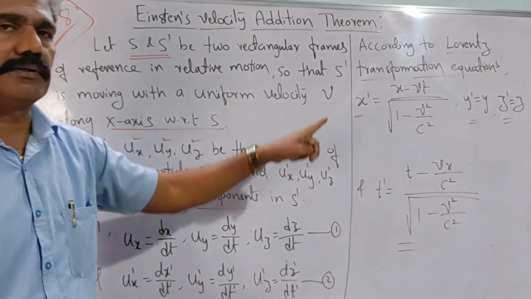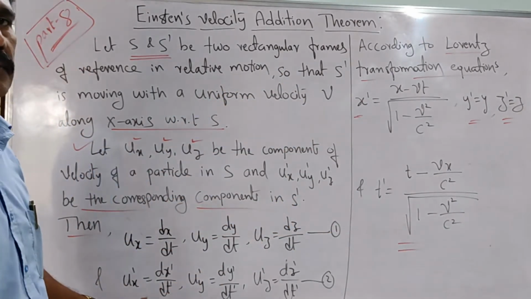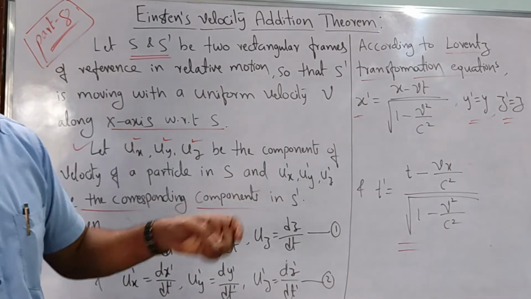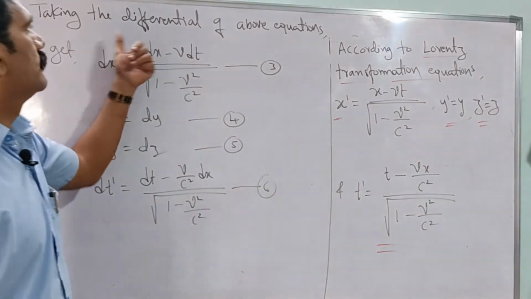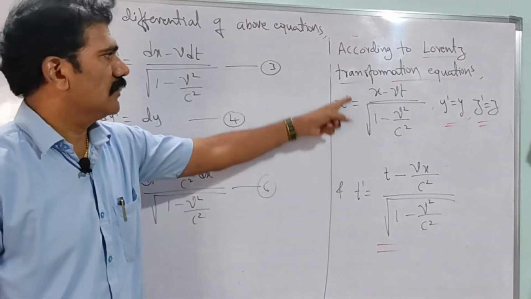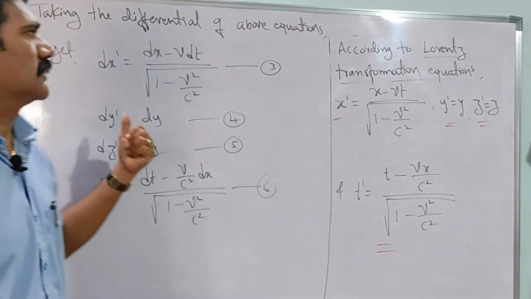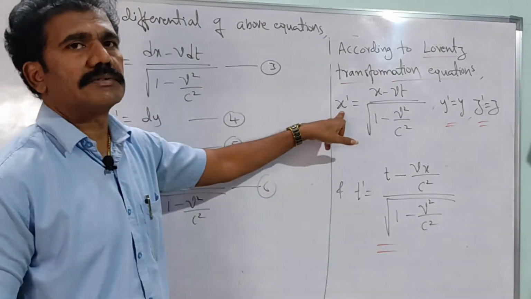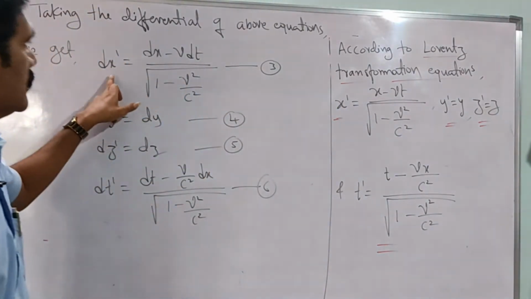If you differentiate with respect to t dash, you will get the equations with respect to frame of reference s dash, right? So let us see that now. So the differential of the above equations means you have to take the differential of these equations here. So you will get dx dash. If x dash is there, the differential of x dash you can write as dx dash.